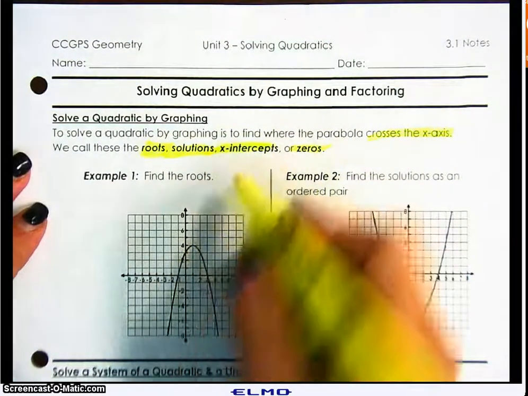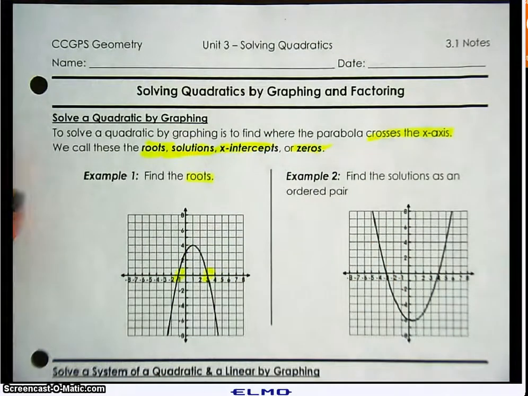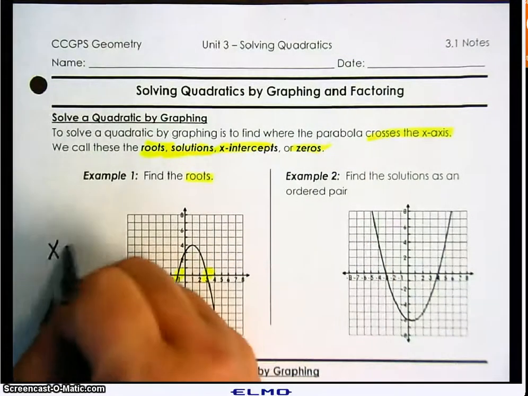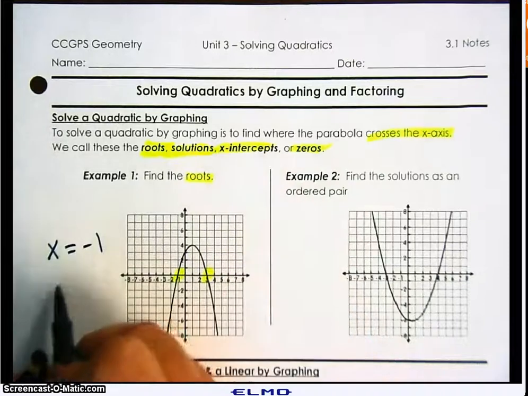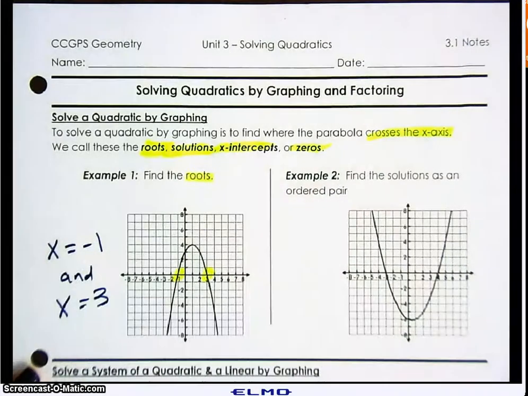So on this one they say find the roots. They're wanting to know where does it cross the x-axis. So on this problem it crosses the x-axis when x is at -1 and when x is at +3.